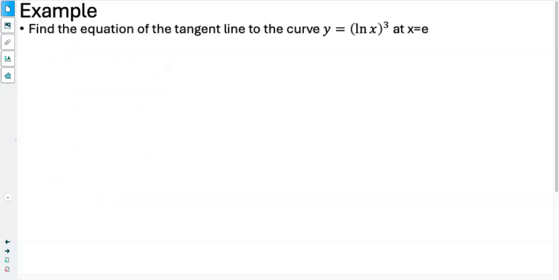Okay, for our next example, we have: find the equation of the tangent line to the curve y equals the natural logarithm of x cubed at x equals e. So first thing I'd probably do is find the y value. So we're going to look for f of e. So that would be the natural logarithm of e cubed. Natural logarithm of e would just be 1. So we've got 1 cubed, so that's just going to be 1. So we know that (e, 1) is our tangent point.